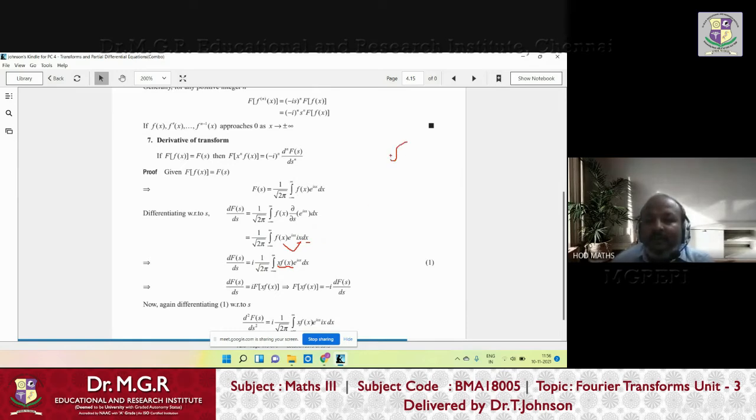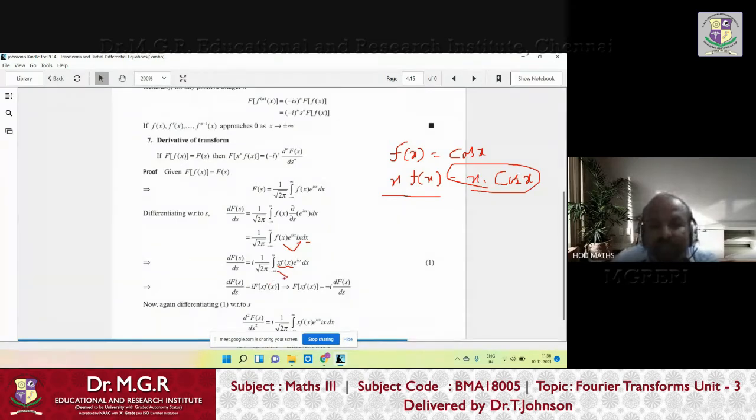Remember, suppose we take f of x as cos x, then x into f of x is nothing but x into cos x. So again, x into cos x is again a function of x only, right? So now this can be written as Fourier transform of x into f of x. If f of x is present, you simply write Fourier transform of f of x. Now in place of f of x, x into f of x is there, so you can write this as Fourier transform of x into f of x.